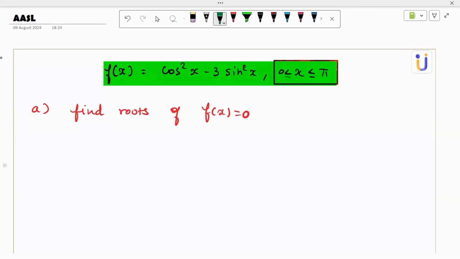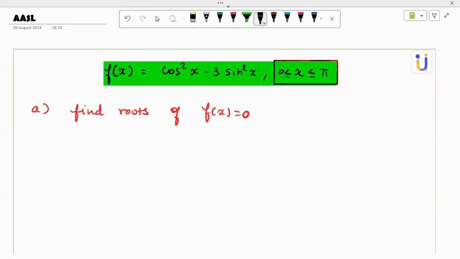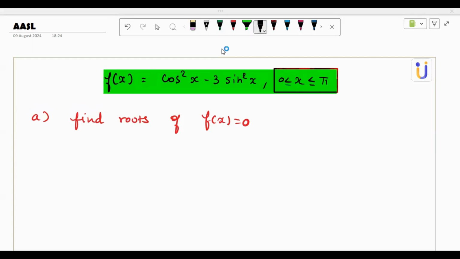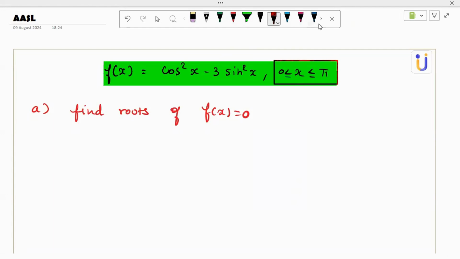The function is cos square x minus 3 sin square x and the domain is 0 less than or equal to x less than or equal to pi, from 0 to pi. First part, find the roots of f of x equal to 0. Roots means just solve that. Solve for x: f of x, let me equate to 0. Let's solve this further.